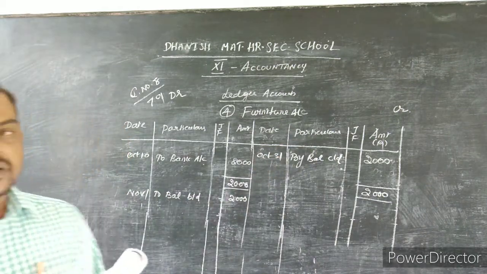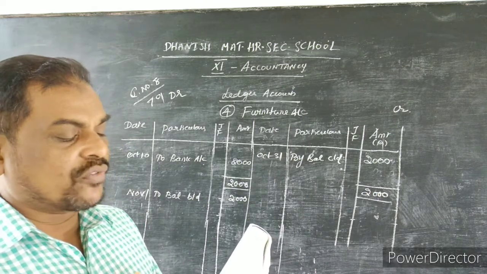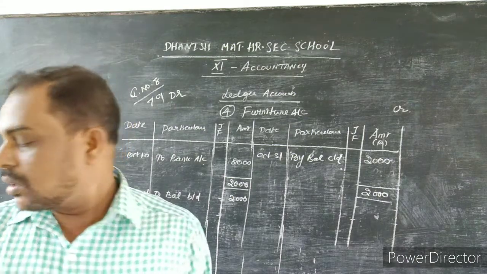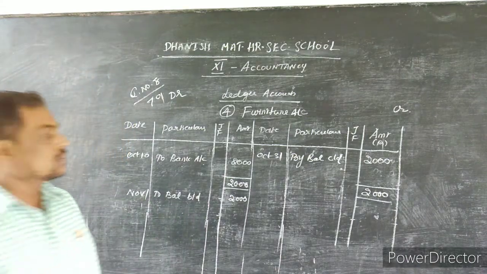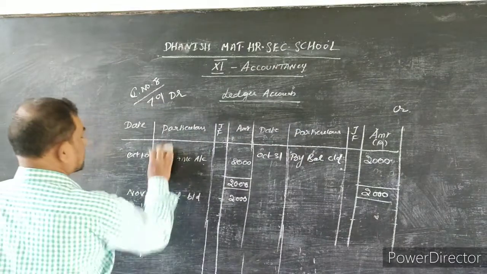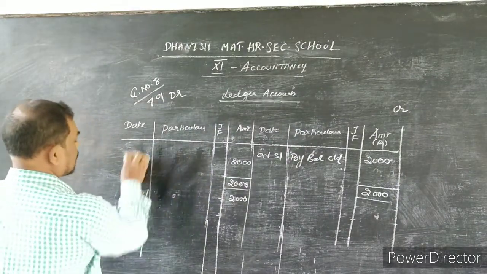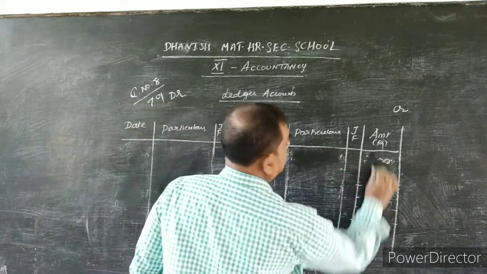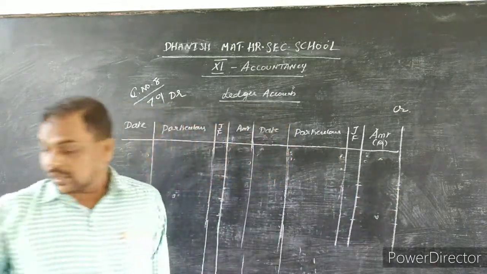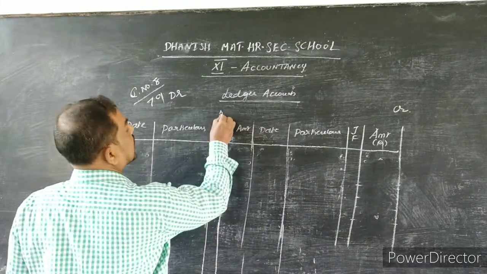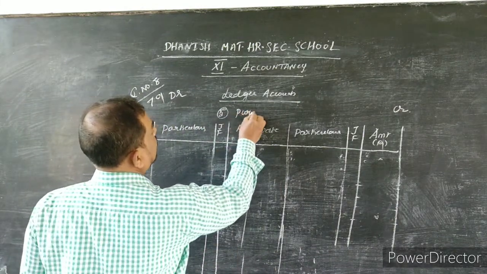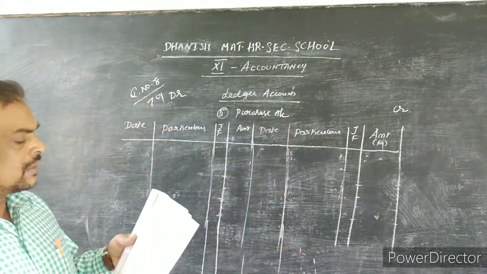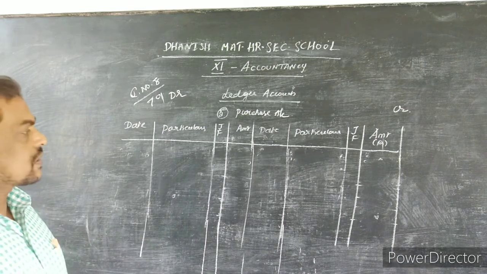What is the next ledger account? Goods purchased for cash. Purchase account debit to cash account. The purchase account is the fifth ledger account. The fifth ledger is the purchase account. What is the journal entry? Purchase account debit to cash.